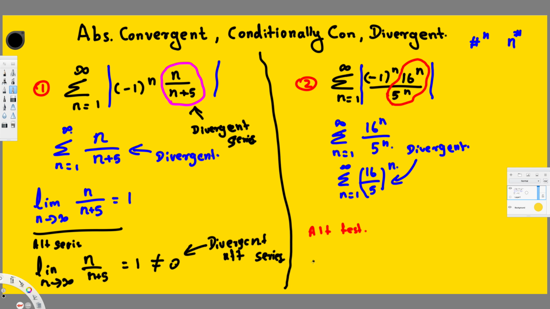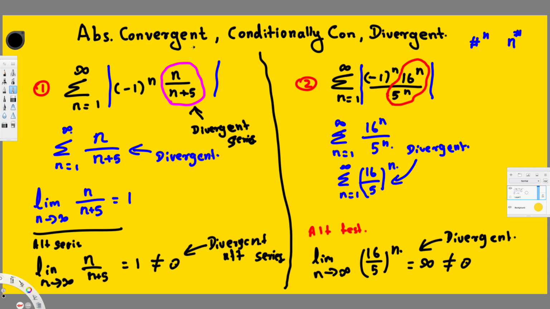So here we are going to have the limit as n approaches infinity. This value is the same as 16 over 5, altogether to the power n. When you put infinity for this n value, this is infinity, right? So it is not equal to 0. So this fails to satisfy one of the alternating series test conditions. So this is a divergent alternating series. Again, this is not absolutely convergent, nor conditionally convergent. So this is a divergent series.